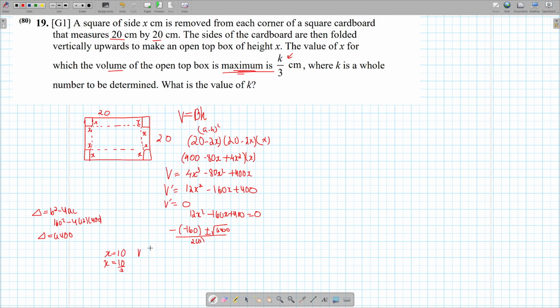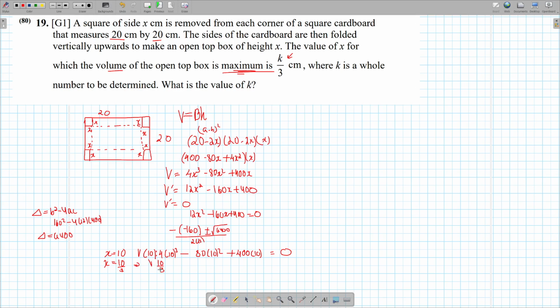Let's substitute 10. We're going to get 4 times 10 cubed minus 80 times 10 squared plus 400 times 10. So 4,000 minus 8,000 plus 4,000, yeah, you get 0. That means 10 is not my maximum, right? Because when you substitute 10, you get 0, so it's not my maximum.